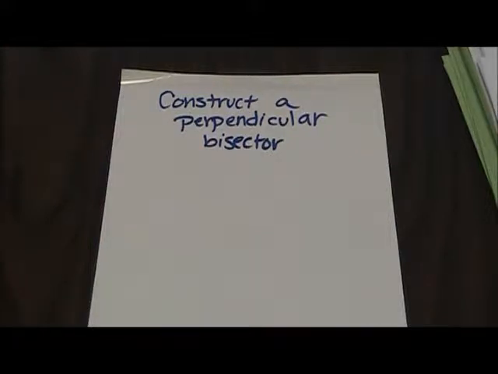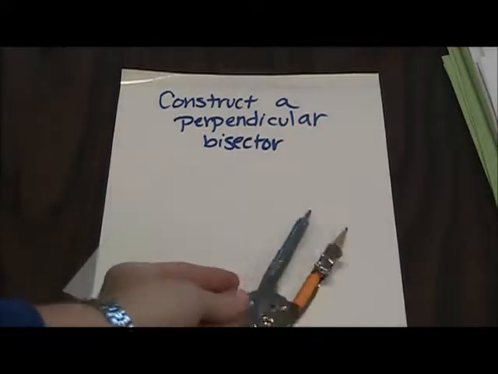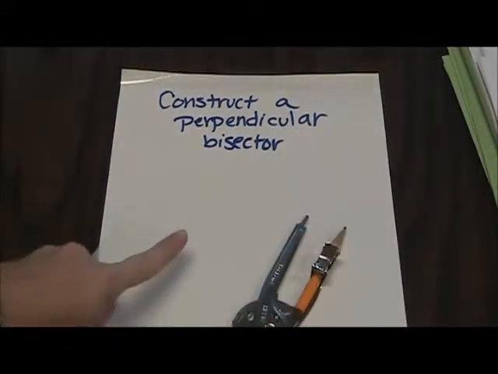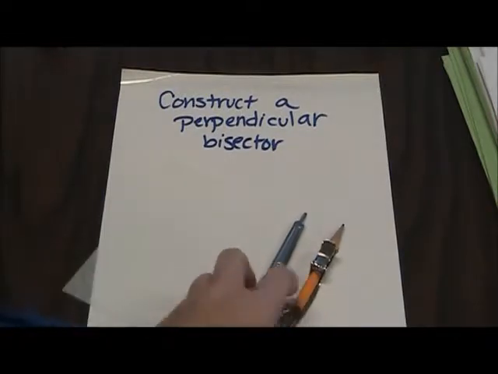Alright, so let's say we needed to construct a perpendicular bisector. There are two ways that are fairly easy. The first is using patty paper, and then the second is using a compass. So first I'll show you how to do it with the patty paper and then with the compass.